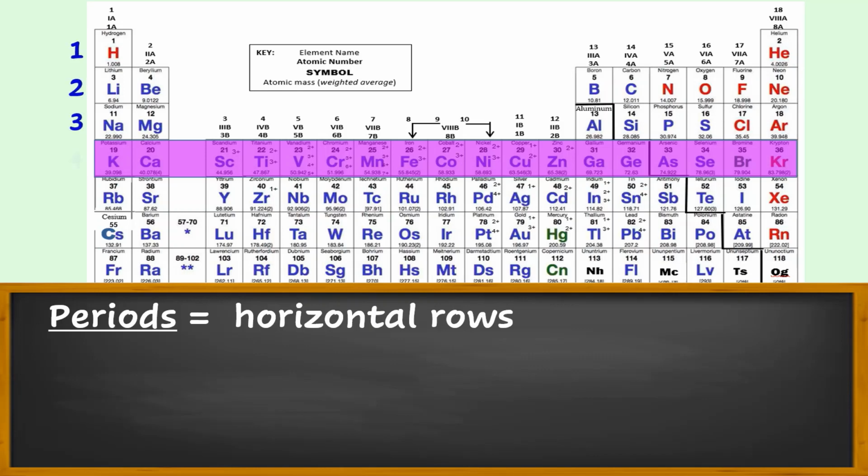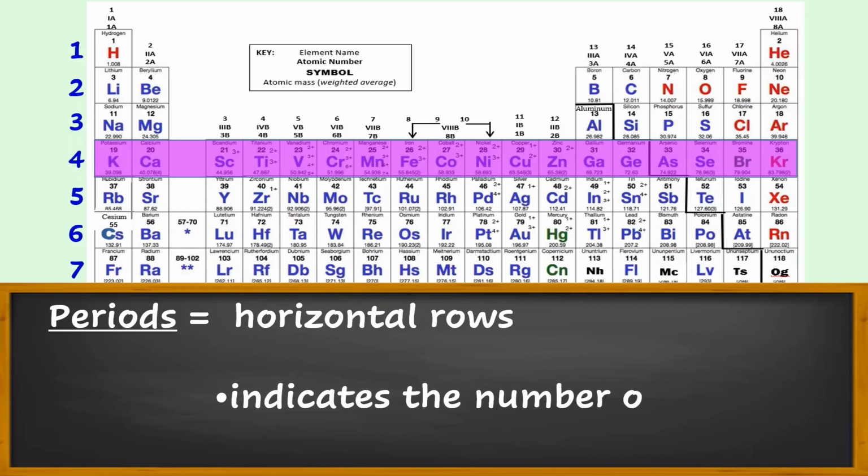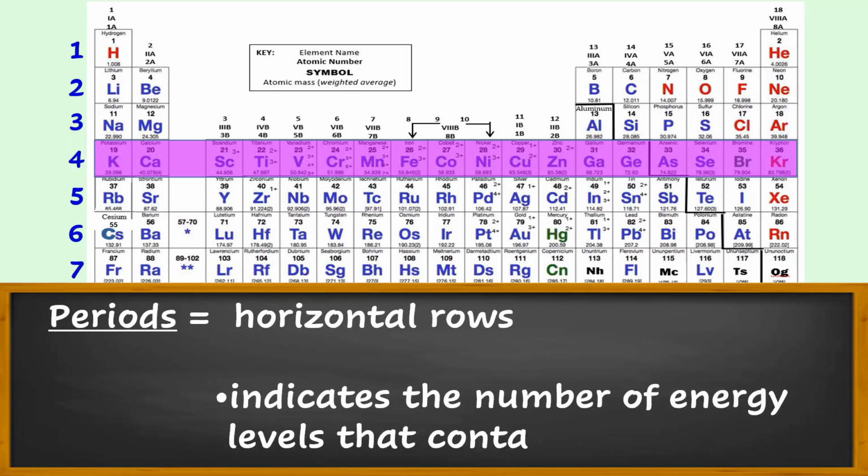There are 7 periods, and each one corresponds to the number of energy levels in the atom that contain electrons. For example, hydrogen is in period 1, and its atoms only have electrons in energy level number 1. Rubidium is in period 5, so its atoms have electrons in energy levels 1 through 5.